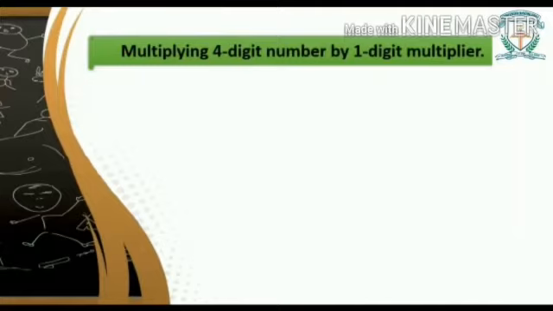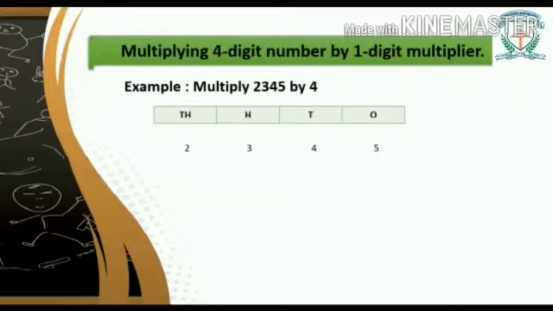Multiplying 4-digit number by 1-digit multiplier. For example, 2345 by 4. Let's start by writing the problem like this, lining up the place values from the right to the left. When we multiply a 4-digit number by any number, we multiply 4 by each digit of 2345. Let's start by multiplying 4 times 5, which is in 1's place.